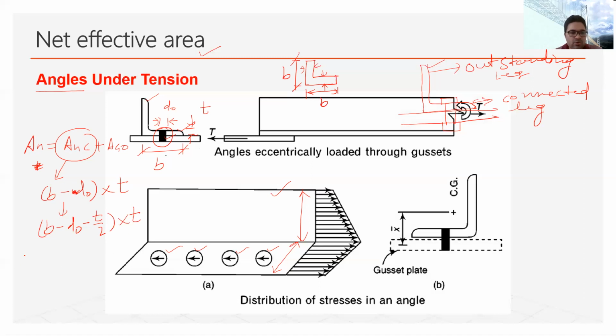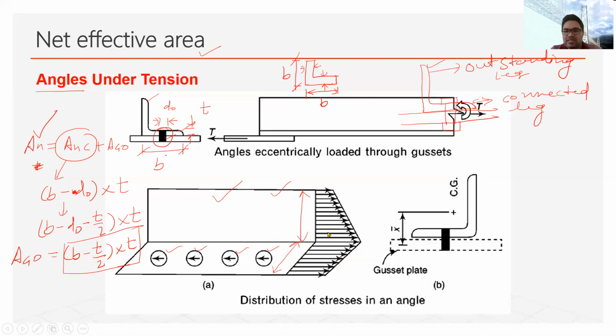Similarly, AGO. AGO will be the gross area of the outstanding part. In the outstanding part, you can see there is no hole. That is why it is considered as a gross sectional area. So AGO will be B minus T by 2 multiplied by T. So this is how we calculate AGO in this case. Once we add both ANC and AGO, we will be able to find the net effective area of the angle which is connected with one leg only.